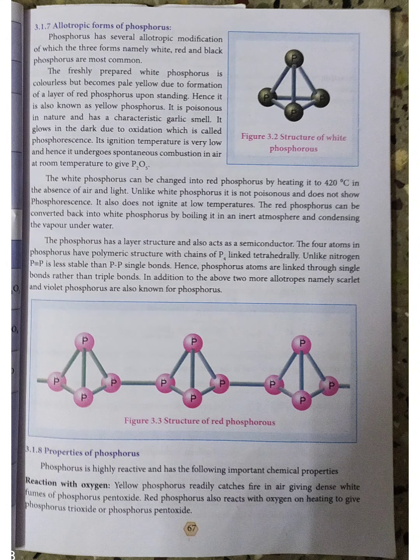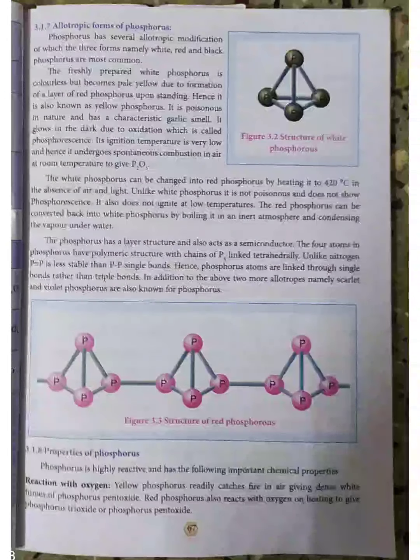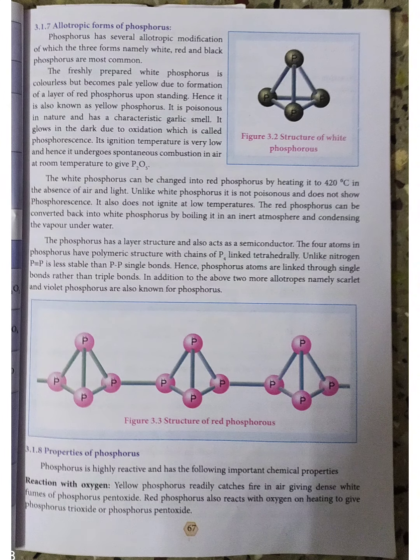Next, uses of phosphorus. Red phosphorus is used in matchboxes, and it is also used in the production of certain alloys such as phosphor bronze. Next one, phosphine PH3. Phosphine is the most important hydride of phosphorus. How? Hydride of nitrogen is nothing but ammonia. In that way, hydride of phosphorus is nothing but phosphine.